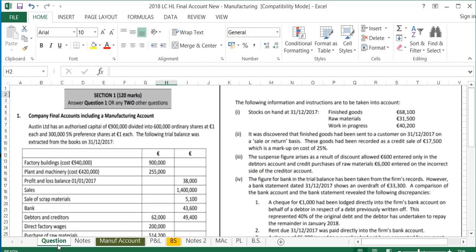That's note 2 complete. Note 3 says the suspense figure arises as a result of a discount allowed 600 entered in the debtors account and a credit purchase of raw materials 6,000 entered on the incorrect side of the creditors account. So there's two different things going on here. We're going to look at them separately. The first thing is a discount allowed 600 entered only in the debtors account.